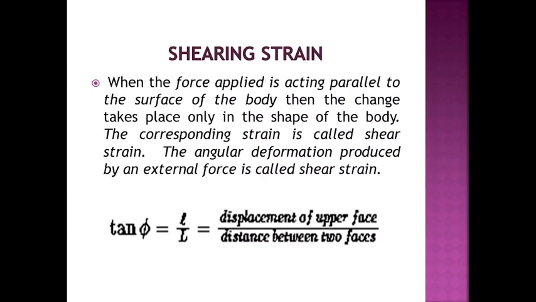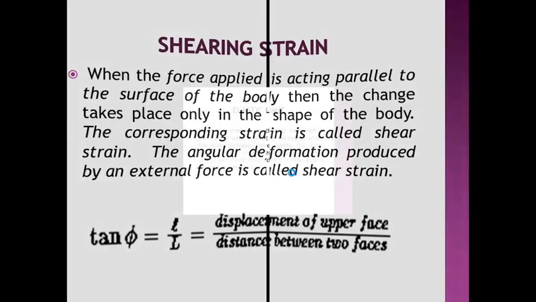Shearing strain: as we can see here, there will be a change in angle of the object when we apply a force parallel to the surface. If there is a change in shape of the body, there is also a change in its angle. So we can define it as the displacement of the upper face to the distance between the two faces. So tan phi equals small l by capital L. The angular deformation produced by an external force is called shear strain.